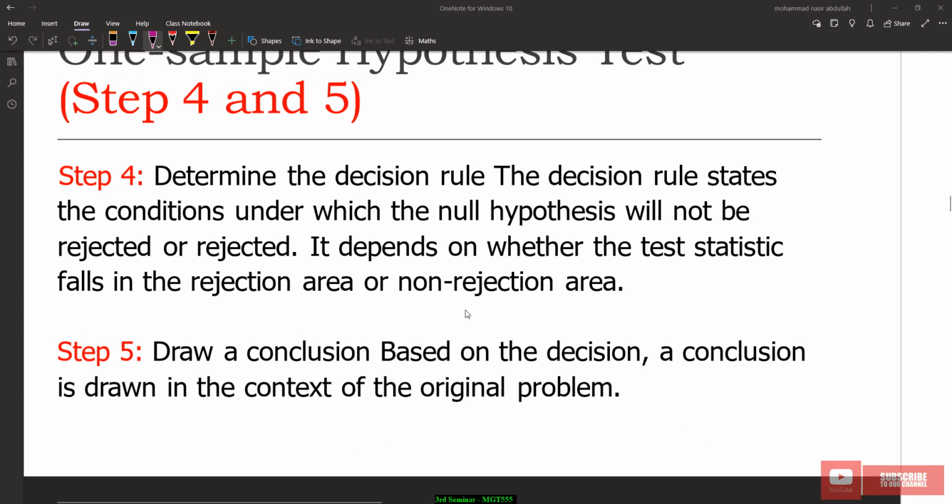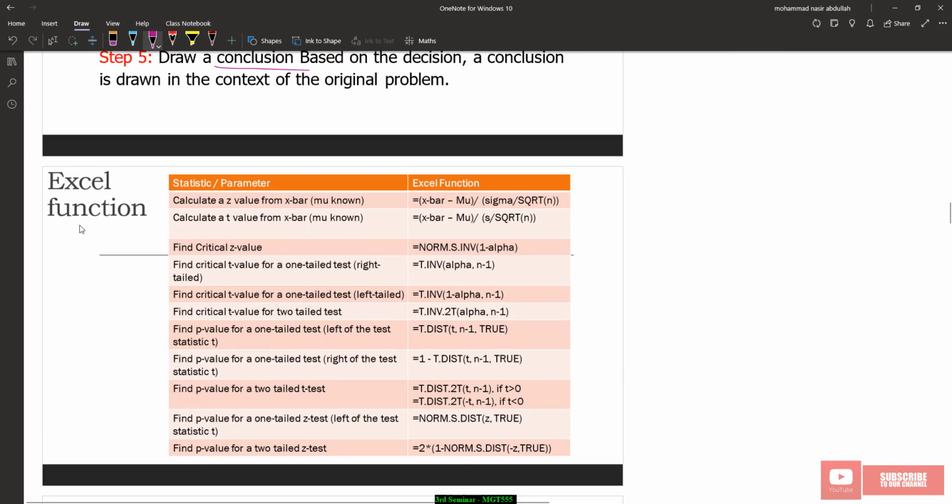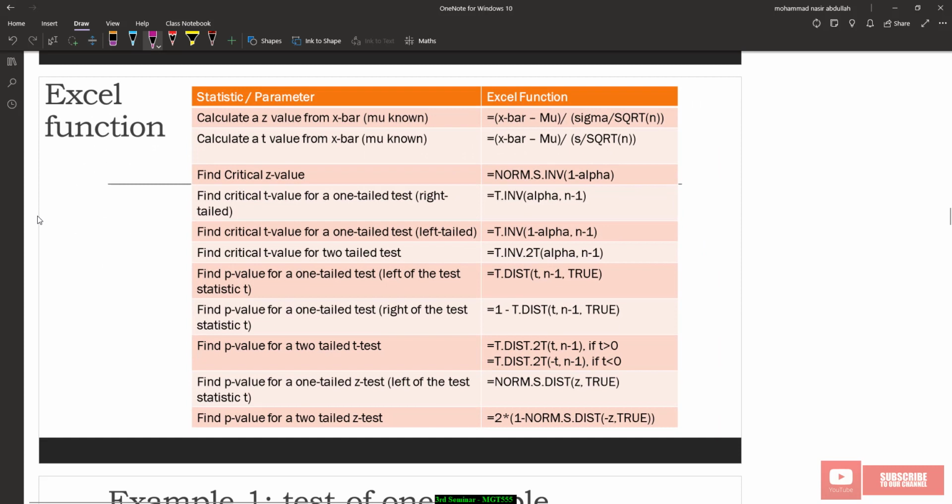Alright, step number 4 and step number 5 are the same repetition from the previous slide. Step number 4 is we need to determine the decision rule. And then step number 5 we are going to draw a conclusion. Later I will show you. And this is the Excel function that we are going to use to calculate the value of the T statistic in hypothesis testing. This function is available on page number 82.